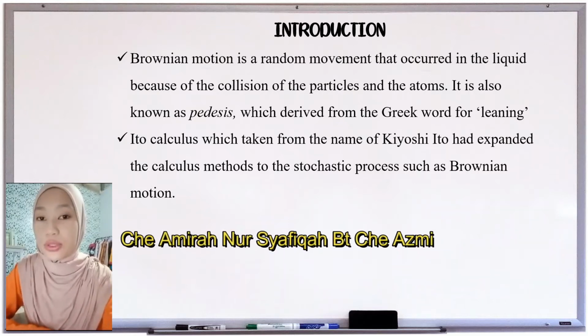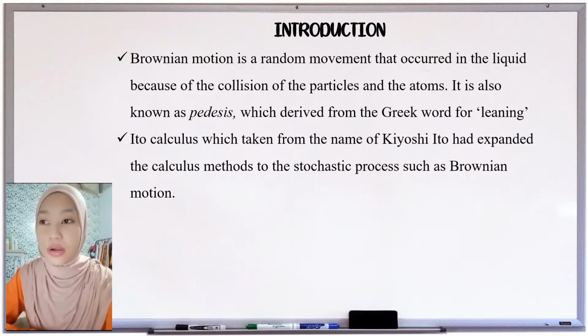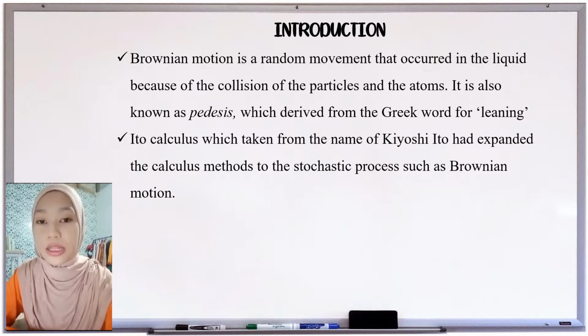Okay, now we go to the introduction. What is Brownian motion? Brownian motion is a random movement that occurs in a liquid because of the collision of the particles and the atoms.